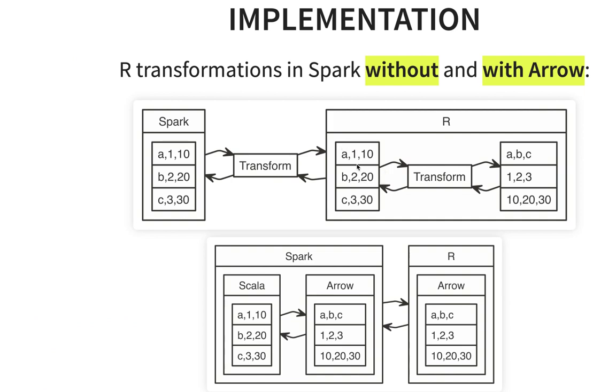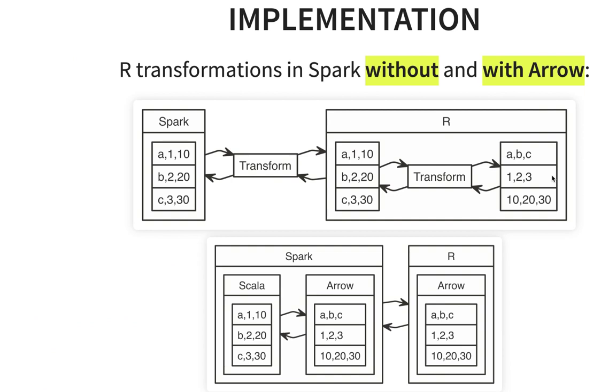The second time is when you transform this row, a, 1, 10, to an R data frame, which is basically stored by column. So you would have to transform each particular row to a columnar store, where the first column would contain A, B, C, and then 1, 2, 3, and so on. So just getting the data from Spark to R in columnar format would take 2 transformations.